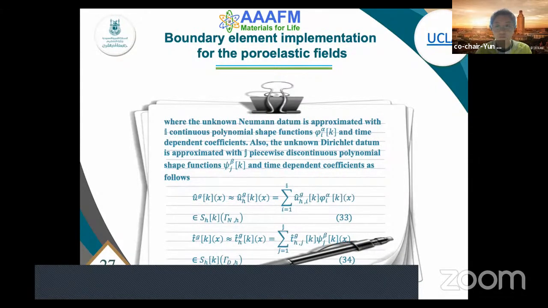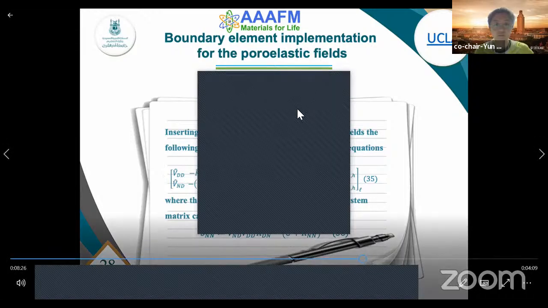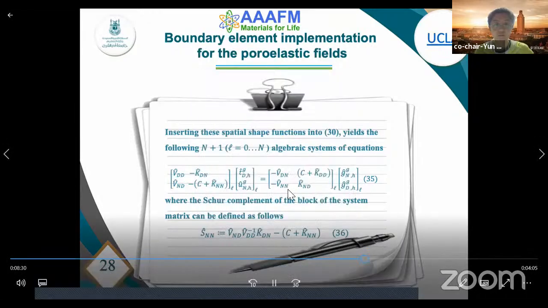Where the unknown Neumann datum is approximated with continuous polynomial shape functions and time-dependent coefficients. Also, the unknown Dirichlet datum is approximated with piecewise discontinuous polynomial shape functions and time-dependent coefficients as follows, equations 33 and 34. Inserting these special shape functions into the equation yields the following algebraic system of equations, and we obtained the unknowns.